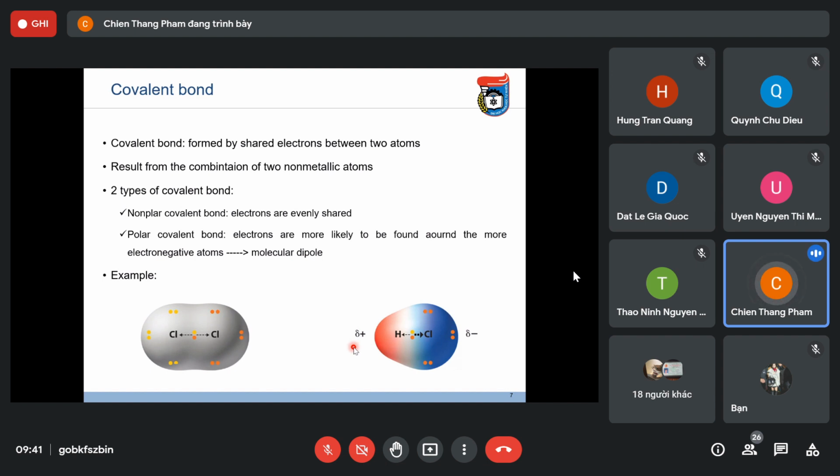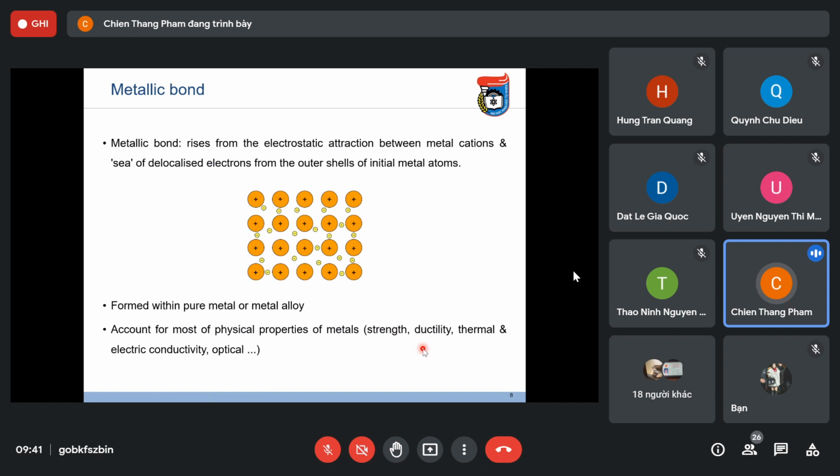Okay, so when you look at these two pictures, you can realize what non-polar and polar mean. In the non-polar case, the electrons are equally shared between the two atoms, the two nuclei. However, in the polar case, the electrons are not shared equally. The next one, the third and last type of chemical bond, or intramolecular interaction, is the metallic bond.